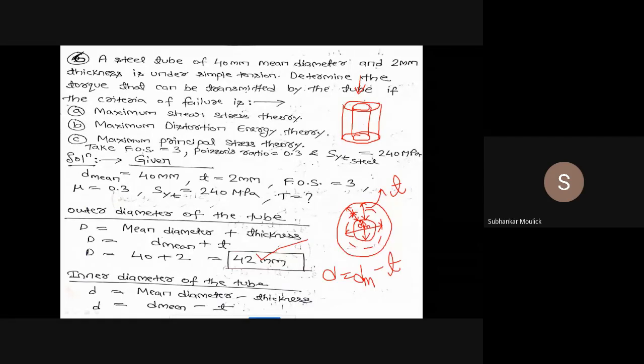Is the concept of outer diameter and inner diameter, how I have calculated them from the mean diameter and thickness, clear? Clear?